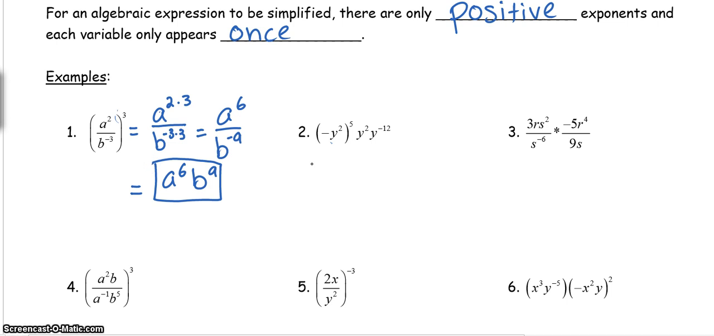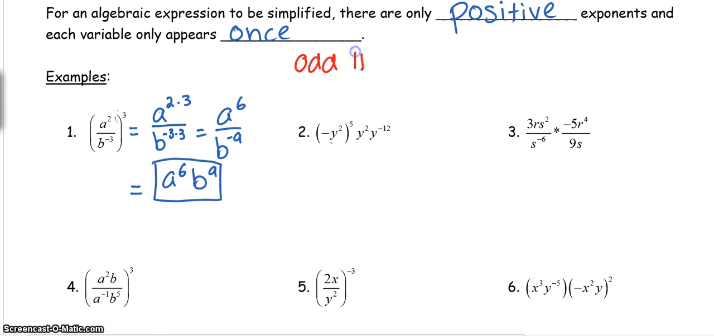Okay, now we're on to number 2. So again, I want to start with my parentheses first. What's important to note here, I've got negative y squared raised to the 5th power. If you have something negative raised to an odd exponent, so like we've got to the 5th here, then it's still going to be negative. So I'm going to just make a note of that.